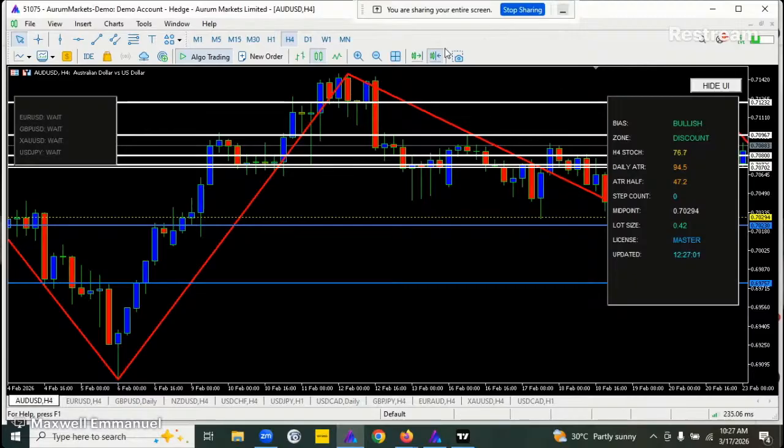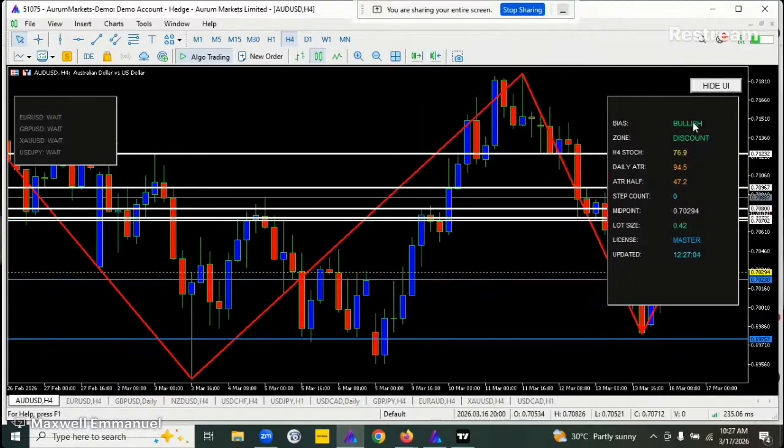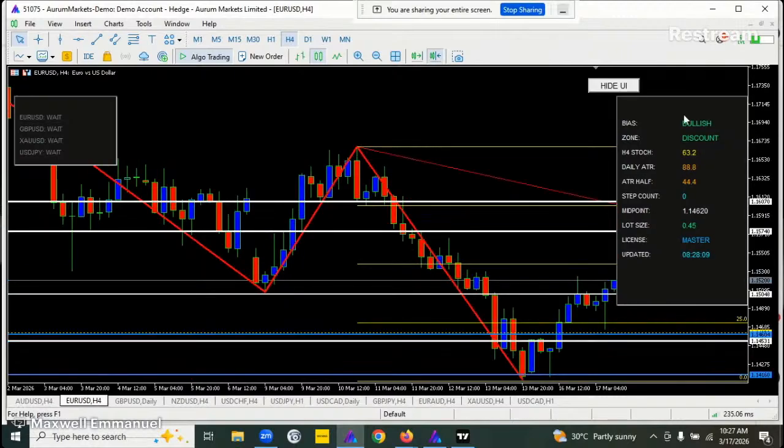Wait for this to change to bearish, and I think it's going to happen after FOMC. Then you take your sell. Same thing for Euro USD. You can see it is still bullish. Don't consider selling until the bias changes to bearish.